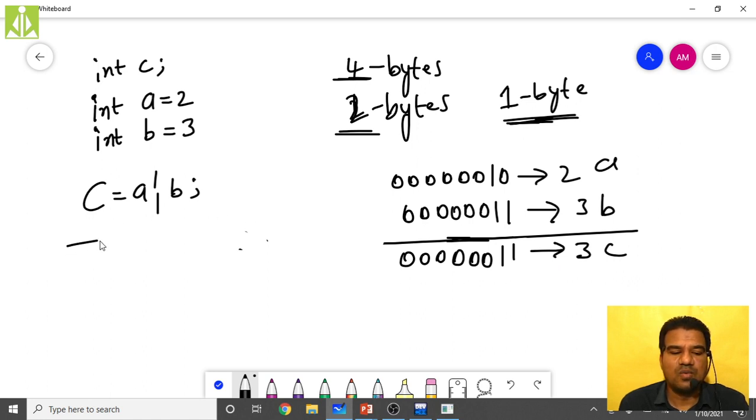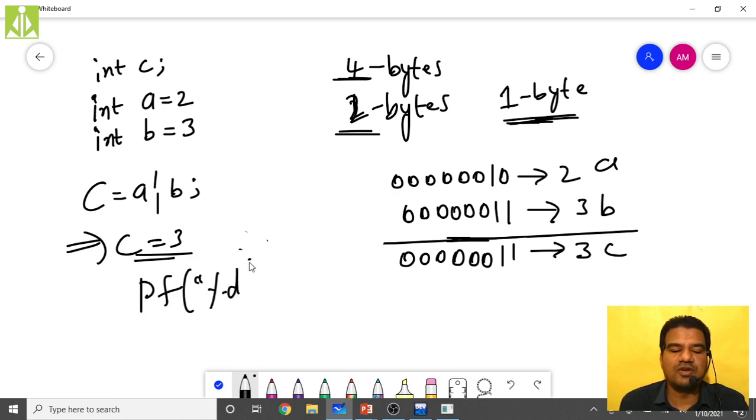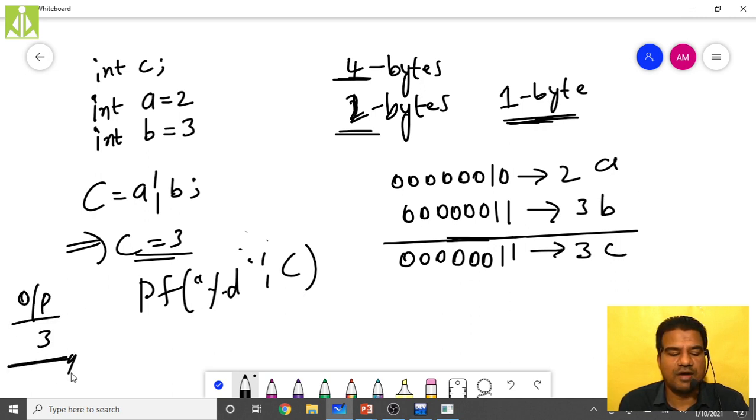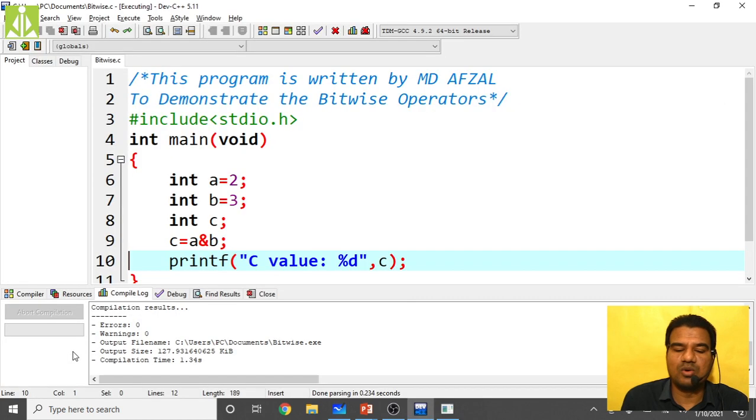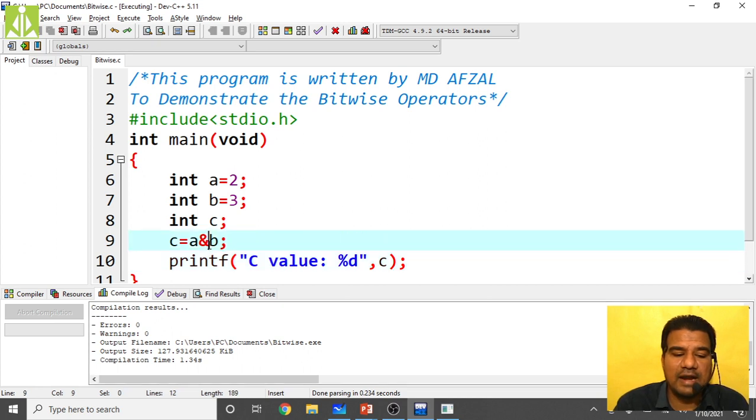So when you print with printf %d and c on the output screen, you have to get 3. Quickly I will go to the compiler and make the corrections accordingly. So what correction do I have to make? Instead of AND here I have to put OR, sorry, this bar. That's it.